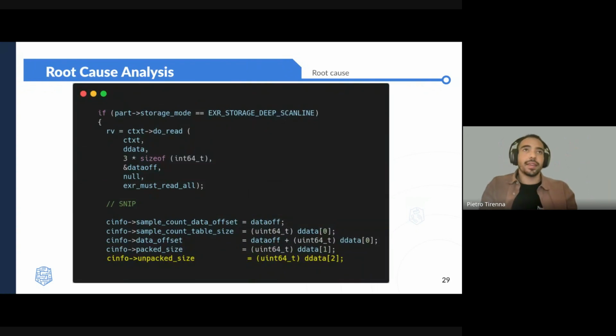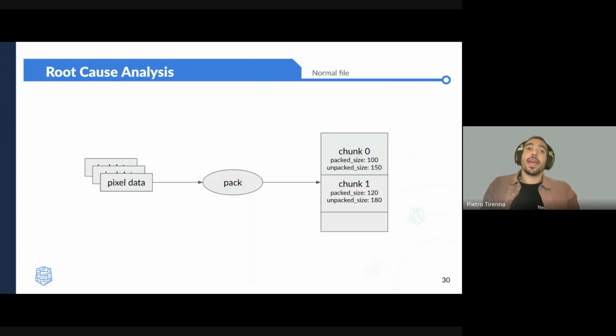How does it look in the code? We have something like this. We know that when the parsing code is parsing the chunk header, at some point it will store this packed size and unpacked size, taking these values from the header. And this can originate some security problems.